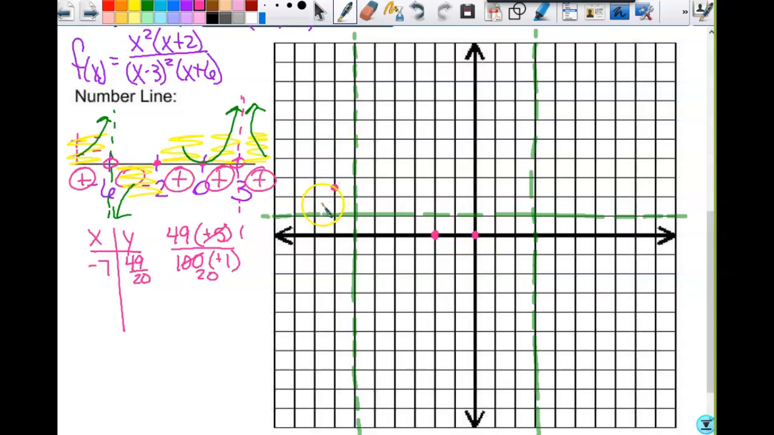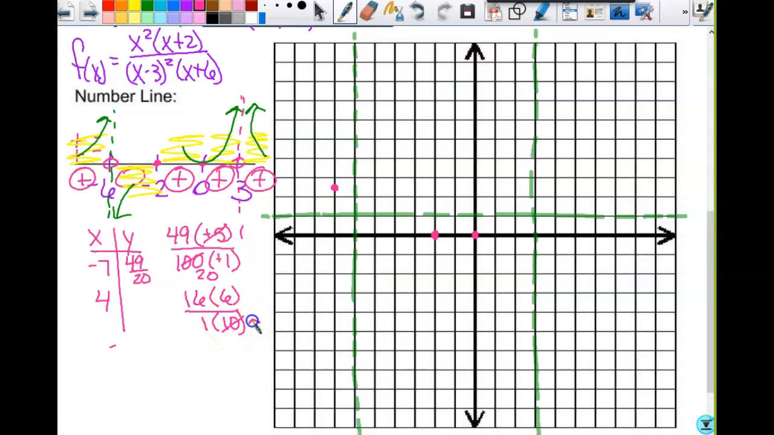And I feel like that point's enough to help me with my curve, right? So I need 1 point over here. I'll choose 1 on the other side. We'll go with a +4. So when I substitute that into here, that's going to give me 4 squared is 16 times 6 over 4 minus 3 squared is 1 times 10. Right?